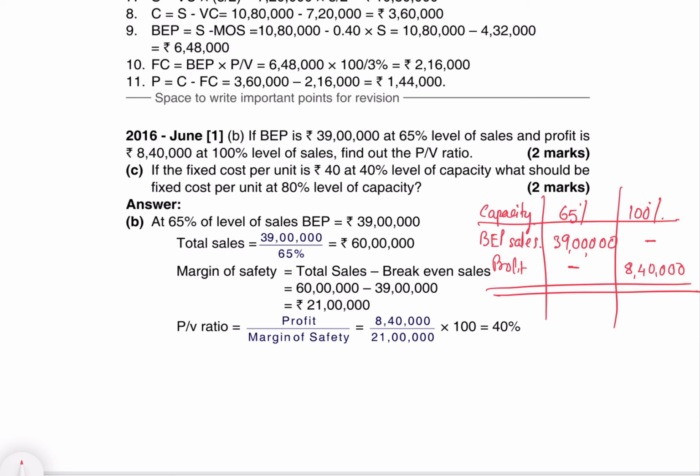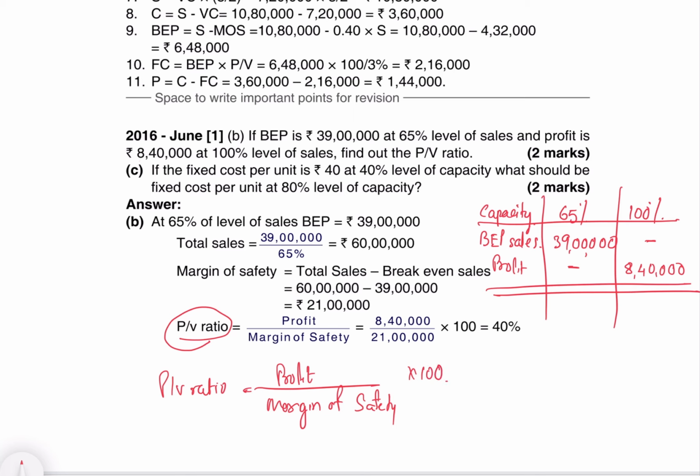Okay. Now, PV ratio has different formulas. Contribution by sales into 100, or change in profit by change in sales volume into 100. By seeing the data given, we can understand we can use one more PV ratio formula. PV ratio is equal to profit upon margin of safety multiplied by 100. So I will write PV ratio is equal to profit upon margin of safety into 100.